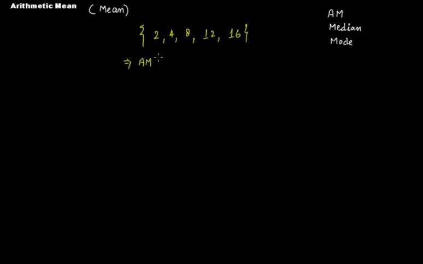If it is asked that you calculate the arithmetic mean of this data set, then first add these values: 2 plus 4 plus 8 plus 12 plus 16. After adding, divide by the number of values. How many values do you have? 1, 2, 3, 4, and 5. Therefore divide this sum by 5. 4 plus 2 is 6, plus 8 is 14, plus 12 is 26, plus 16 is 42. So 42 divided by 5.